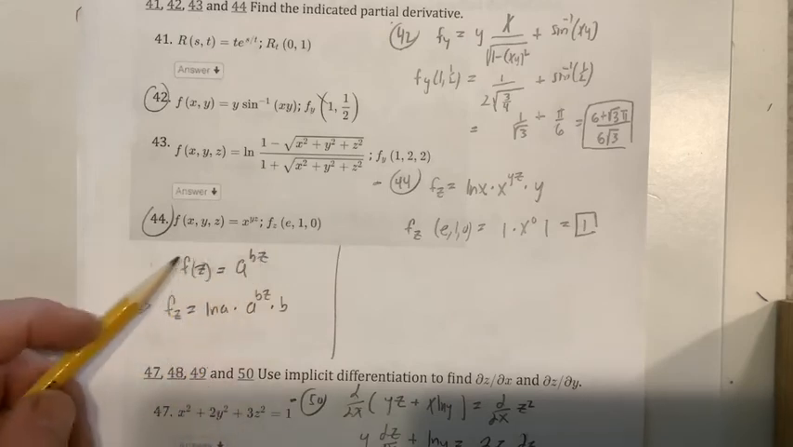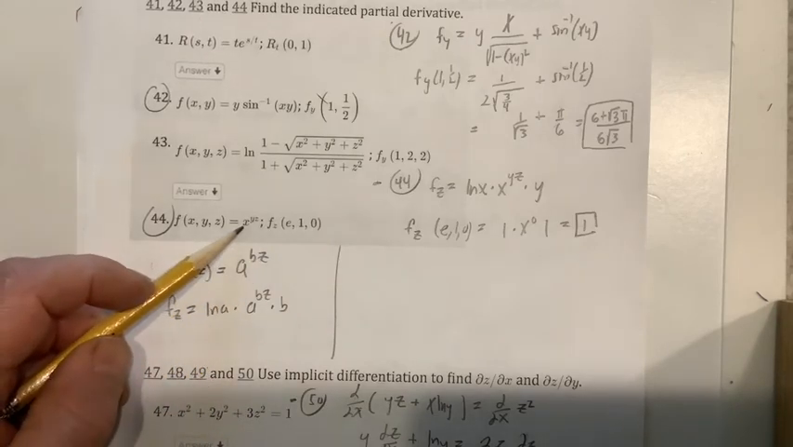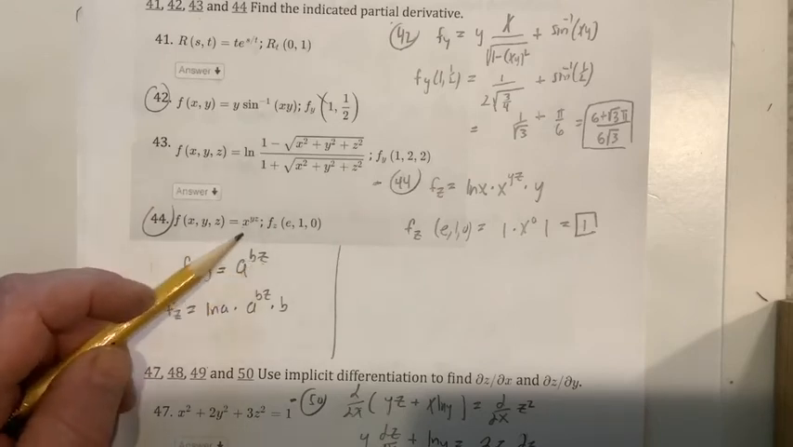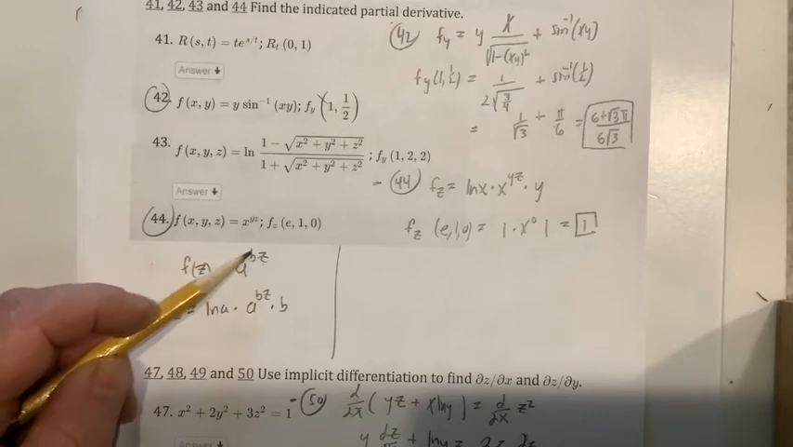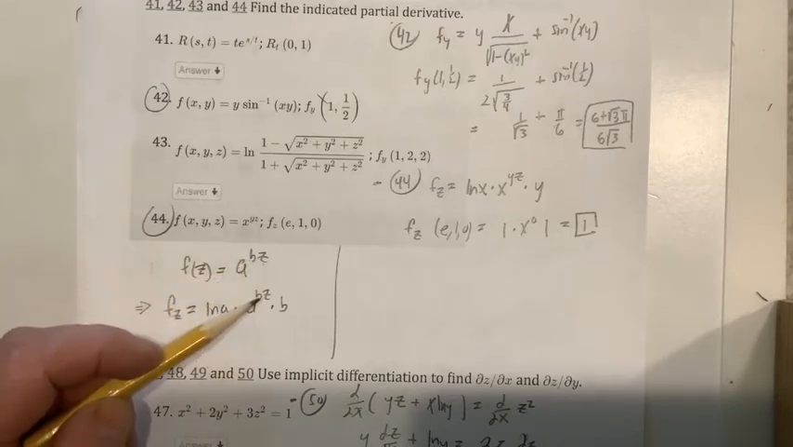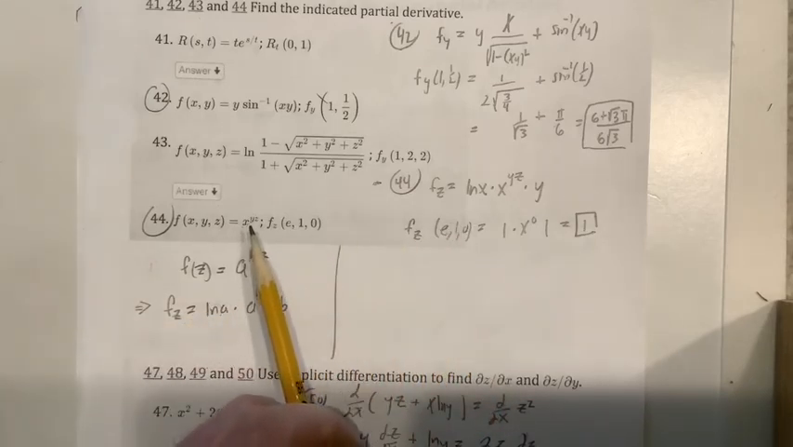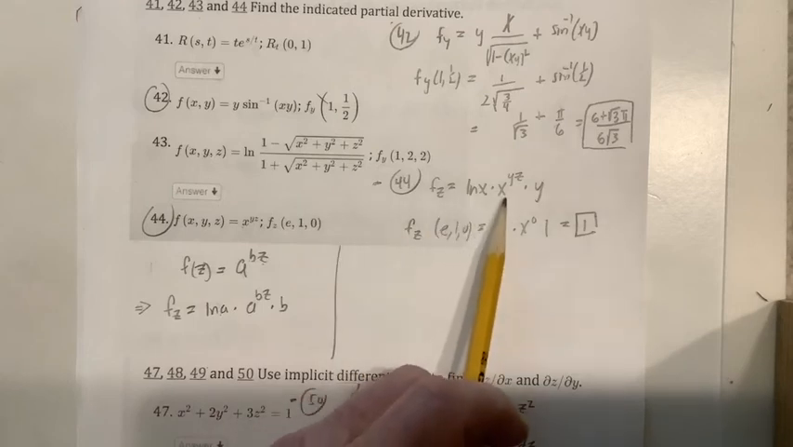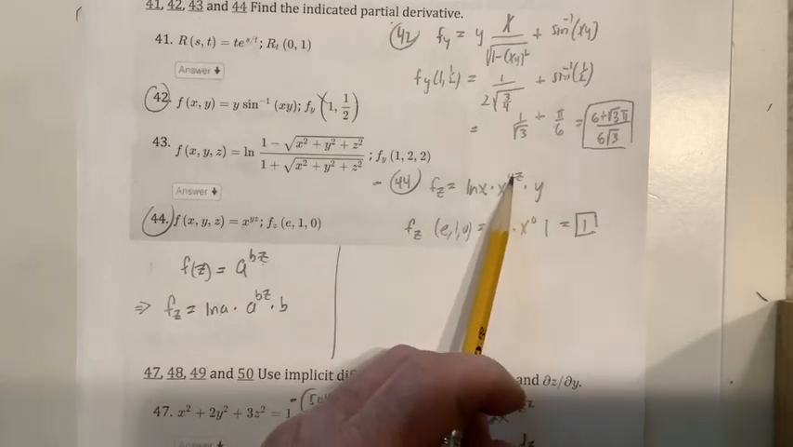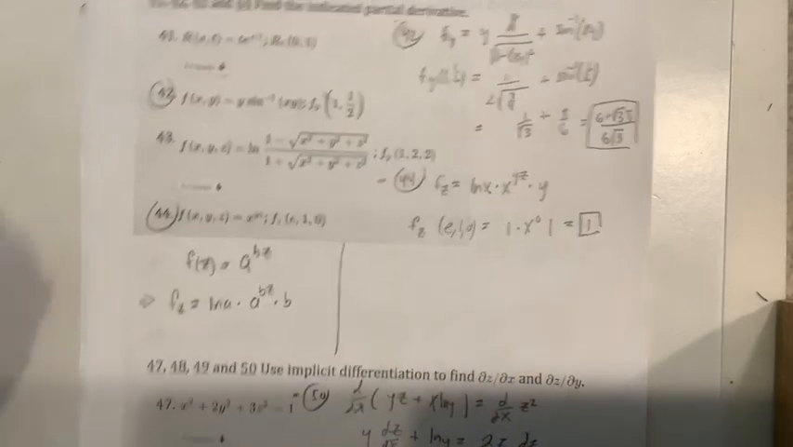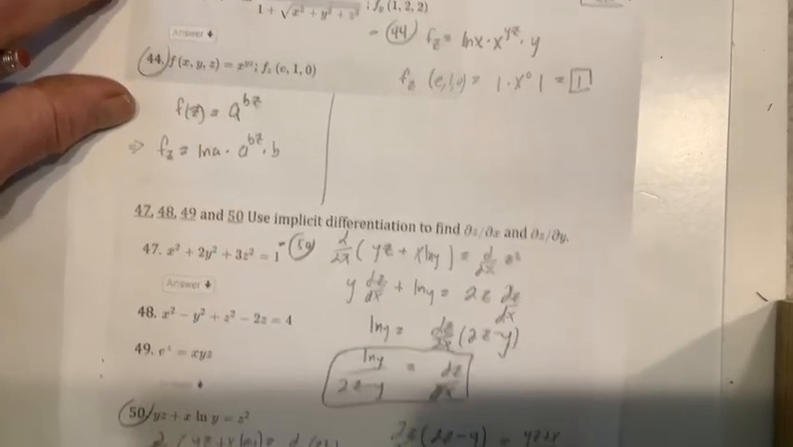Now by the way, this function, if you're looking at x and y as constant, it's basically a constant to a constant times z, right? So if you want to take the derivative with respect to z, if a and b were constants, it'd be ln of a times b to the z times b. I'm just speaking in general, okay? So that's how we're looking at it. The derivative of this with respect to z would be ln of x times x to the yz times the derivative of what's inside with respect to z, which is y. And when you plug in x equals e, y equals 1, and z equals 0, you get 1.